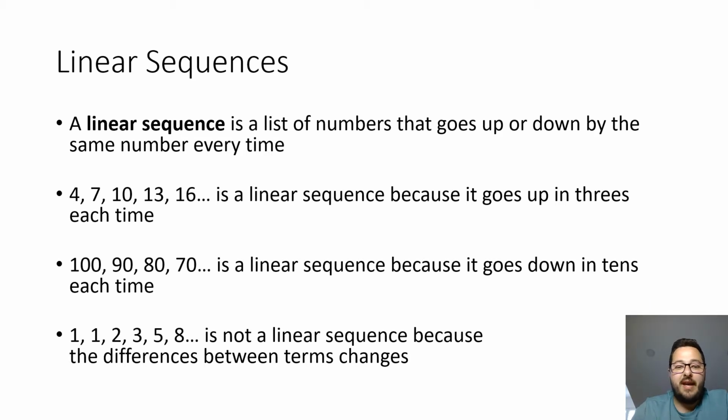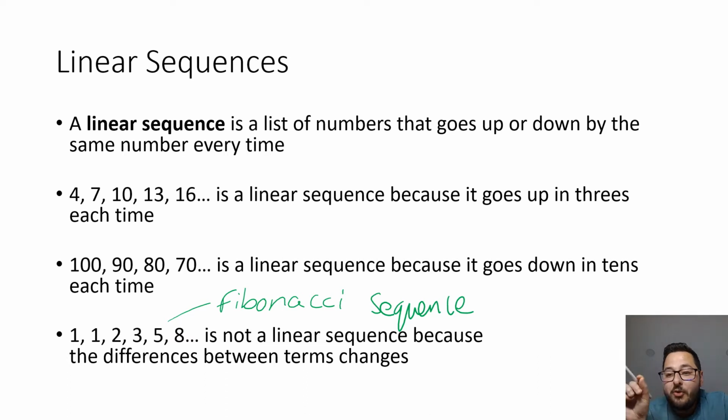We'll just name it so you've seen it and heard of it, because it might come up in future videos. That is what's called a Fibonacci sequence. The rule is you start off with two ones and then the next number you add the previous two. So 1 plus 1 is 2, then 1 plus 2 is 3, and you keep going like that. But it's certainly not linear.